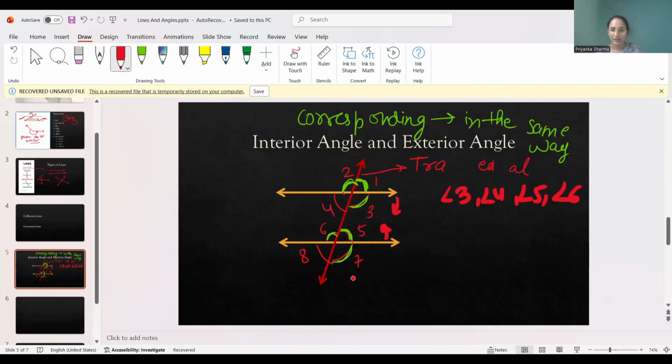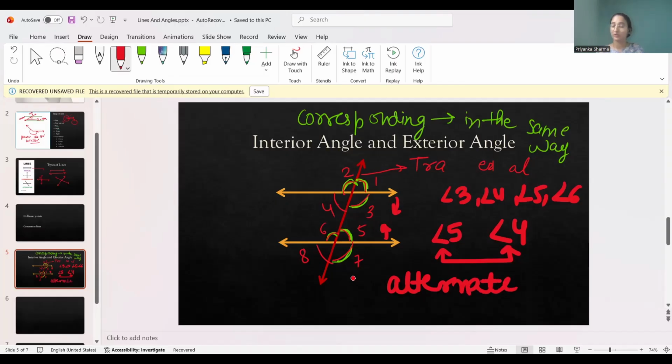And if I'm talking about angle 5 and angle 4 together, these are alternate interior angles because they are in different directions. That's why we are using the word alternate. I'm taking one angle of this line and another angle of the other line. So 5 and 4 are the alternate interior angles of these lines, and 3 and 6 are also alternate interior angles of these lines.